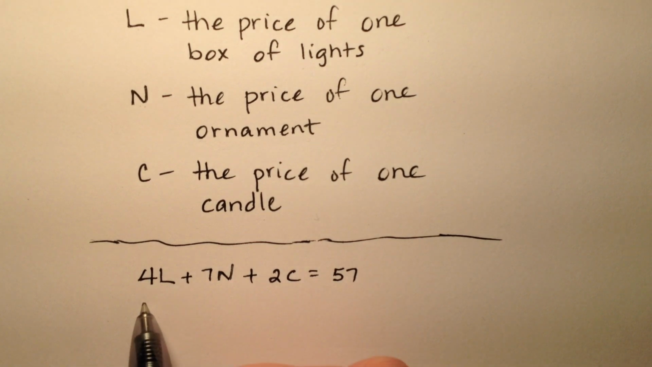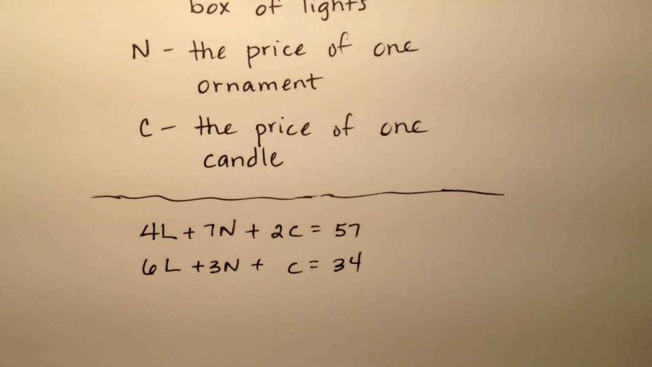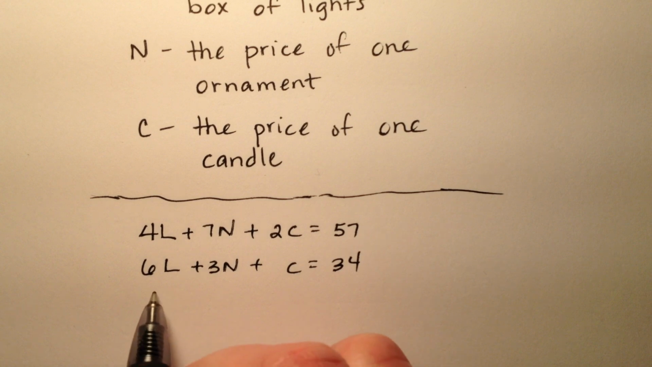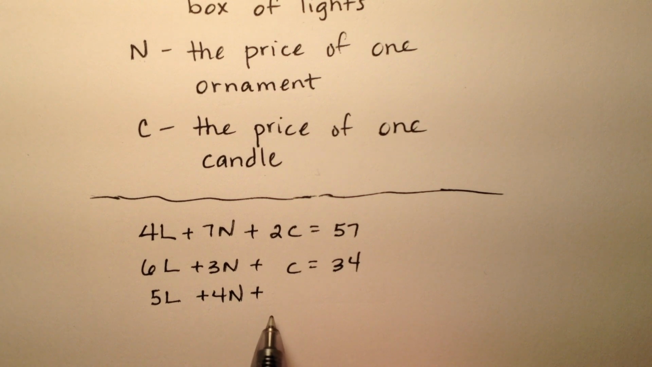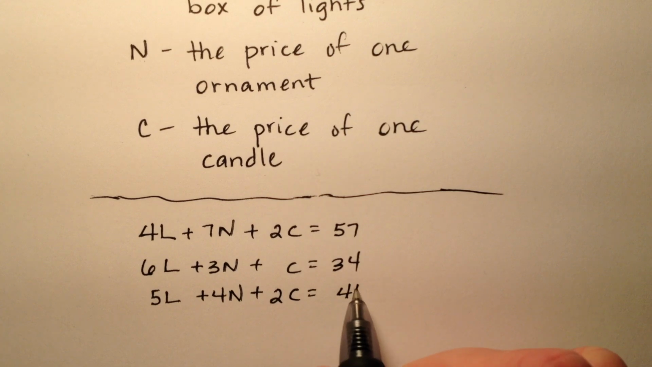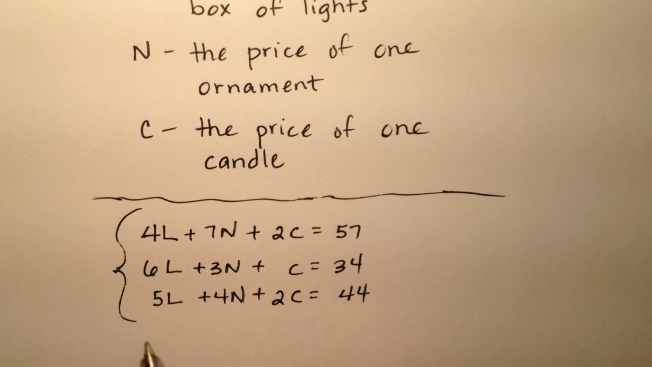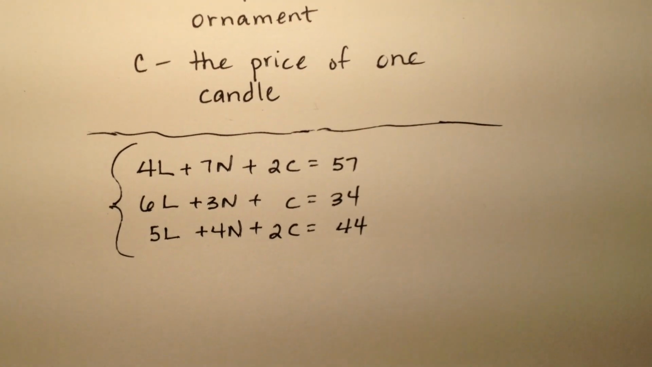Anna purchased 6 boxes of lights, 3 ornaments, and a single candle, and she spent, it looks like, $34. And finally, Natalie purchased 5 boxes of lights, 4 ornaments, and 2 candles as well, and she spent $44. So we have written our system of equations using these 3 variable definitions and using the 3 pieces of information, those 3 sentences, one for Joan, one for Anna, and one for Natalie.